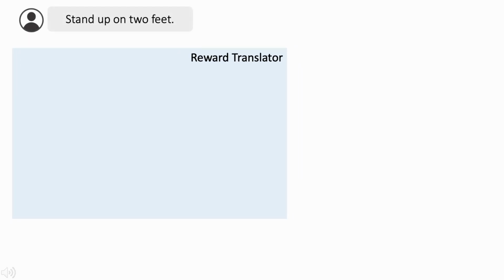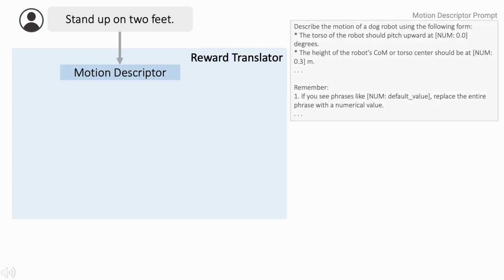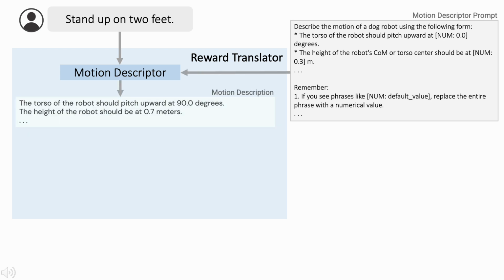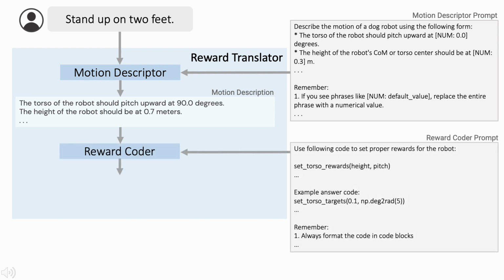Inside the reward translator, we cascade two prompts for the large language model to achieve the task. First, we design a motion descriptor that is prompted to generate a description of the desired motion following a given template. The description is then translated to reward specifying code by the reward coder.